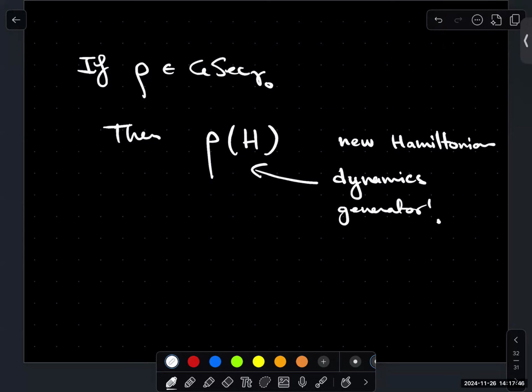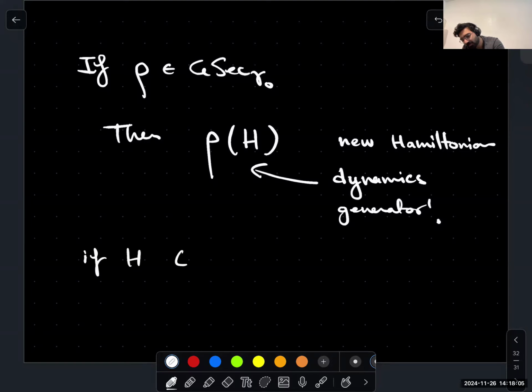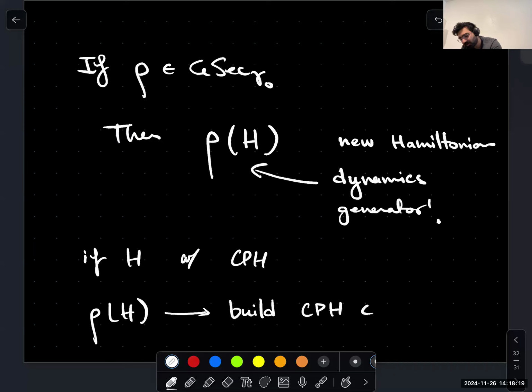Yeah. And does it remain gapped and preserve all these nice properties? Yeah, exactly. It's going to remain gapped. Everything's going to be really nice. And in fact, this shows a very beautiful result that we comment on in the paper: if H was a commuting projector Hamiltonian, then rho of H gives us a way to build commuting projector Hamiltonians corresponding to defects.